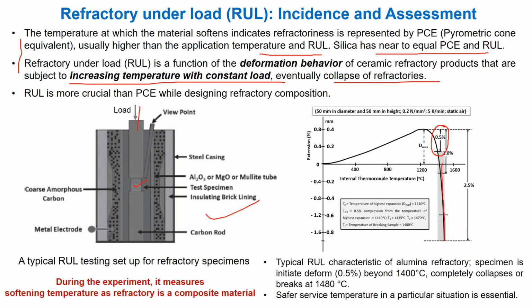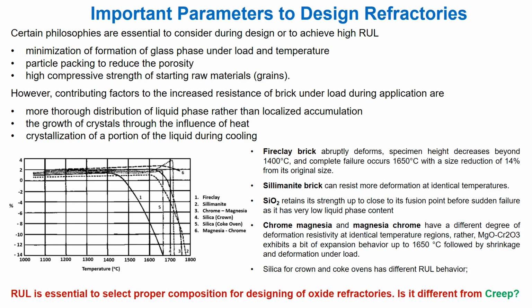Safer service temperature in a particular situation is essential. During the experiment, it measures softening temperature, as refractory is a composite material, not we are measuring the fusion point. What important parameters are essential to consider to design high RUL refractories?